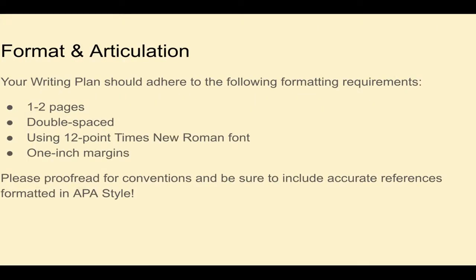And then finally, you want to make sure that your writing plan adheres to the formatting guidelines. So it should be about 1 to 2 pages in length. You want to double space it, use 12-point Times New Roman font, include 1-inch margins. Proofread for conventions. You can always utilize the online writing center for help with your writing and help with conventions. And be sure to include your accurate references formatted in APA style.